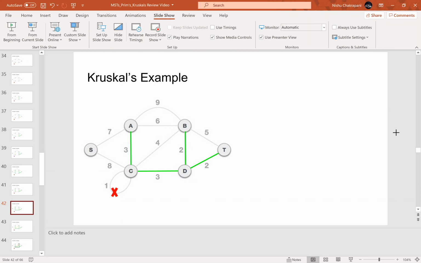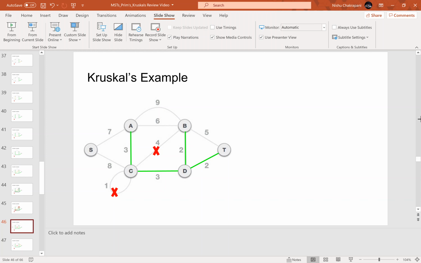So the next one we look at is B to C. But it so happens that because of these two edges, C to D and B to D, that means that B and C are already in the same set. So adding this edge would create a cycle. So we don't add that edge. The next one is B to T, but again, obviously that would create a cycle. We don't include that. A to B would create a cycle because they're in the same set.